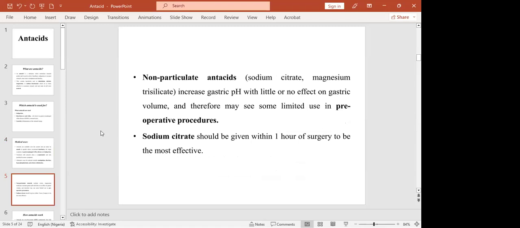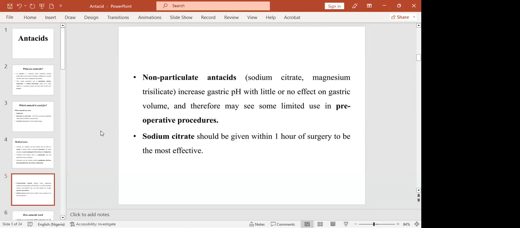Those ones are usually clear, like clear fluid. If you've ever held any antacid, you'll see it's whitish. And some antacids, when you put them down for a while, it settles, it separates. So you have the fluid on top and you have the particulate matter at the base. So some examples of non-particulate antacids are sodium citrate and magnesium trisilicate.